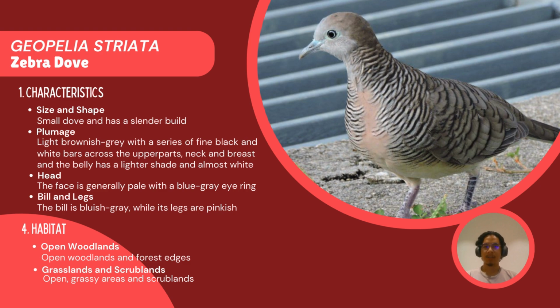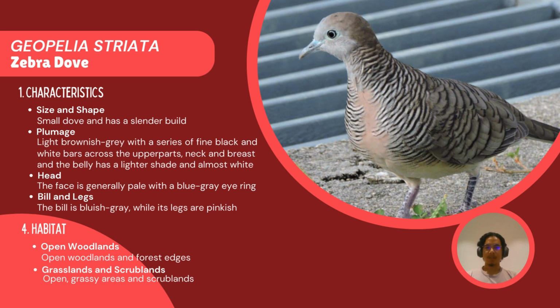As for plumage, they are light brownish gray with a series of fine black and white bars. In other words, they exhibit zebra-like stripes, kind of like a zebra, across the upper parts, neck, and breast. The belly is a lighter shade, almost white. As for the head, the face is generally pale with a blue-gray eye ring. And for bill and legs, the bill is bluish-gray while the legs are pinkish.